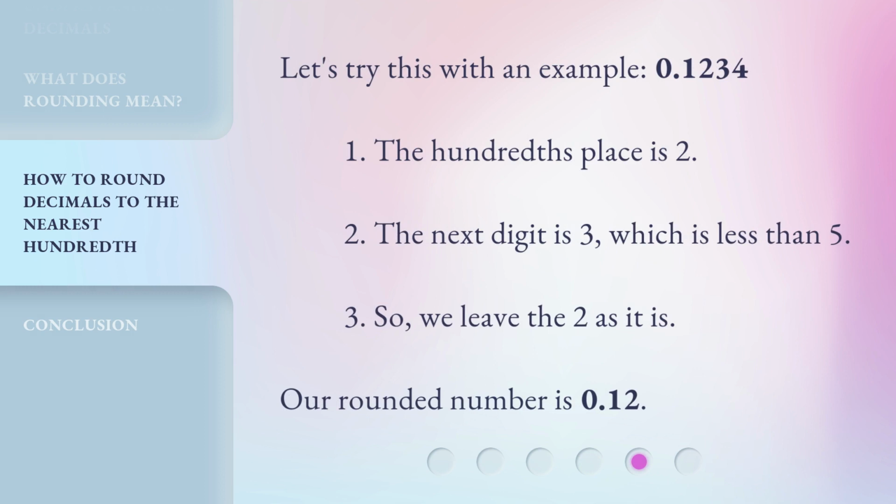Let's try this with an example. 0.1234. 1. The hundredths place is 2. 2. The next digit is 3, which is less than 5. 3. So, we leave the 2 as it is. Our rounded number is 0.12.